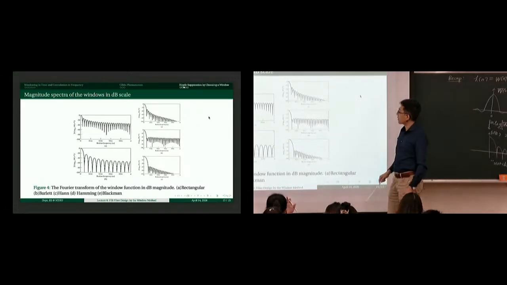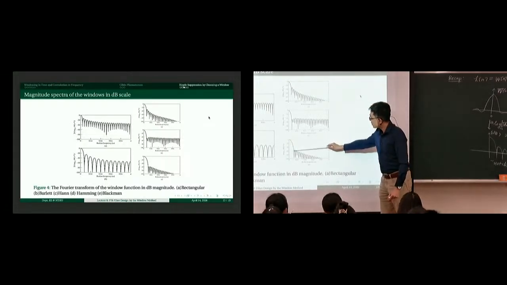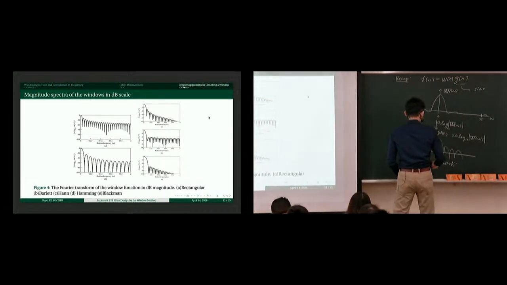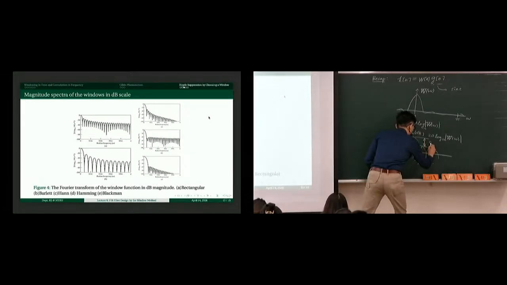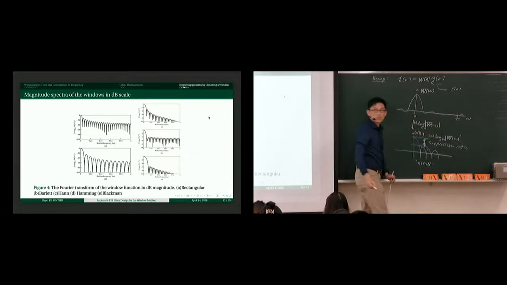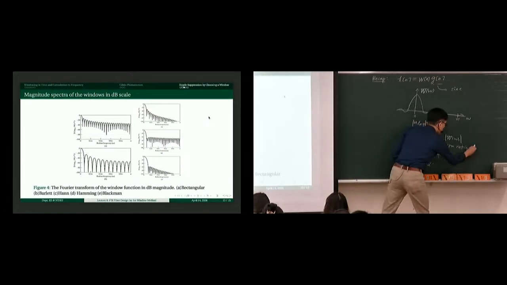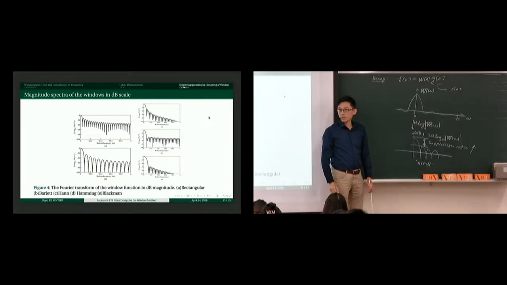But another important factor is to compare the main lobe to side lobe ratio, or suppression ratio: the main lobe to the first tallest side lobe. What's the ratio? In general, we care about two factors. One is this suppression ratio, the main lobe to side lobe suppression ratio in dB. We want it to be large. The larger the better.